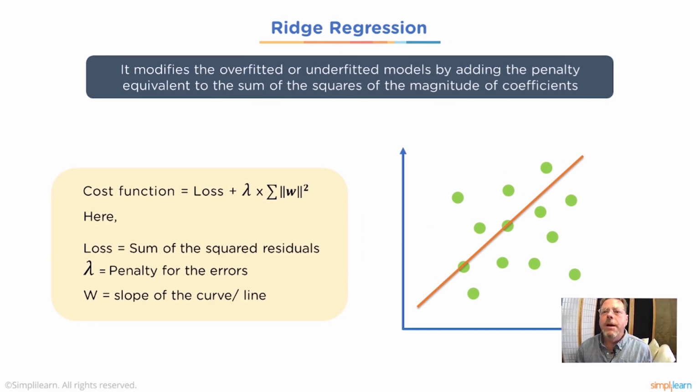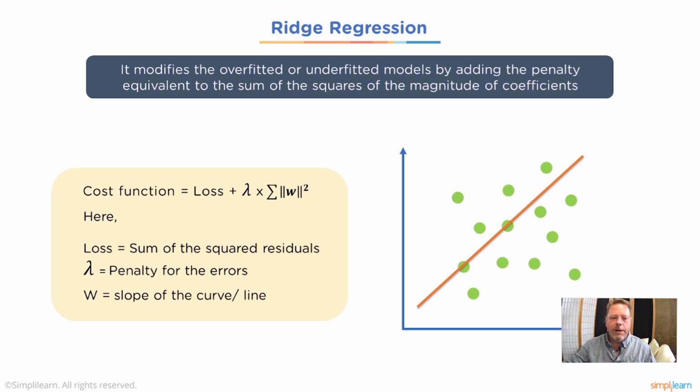So when we talk about ridge regression, it modifies the overfitted or underfitted models by adding a penalty equivalent to the sum of the squares of the magnitude of the coefficients. And so we have a cost function: loss equals lambda times the sum of w squared, or the absolute value of w, depending on how you're doing it. Now remember, we talked about error, whether we either square it or take the absolute value, because that removes the plus or minus sign.